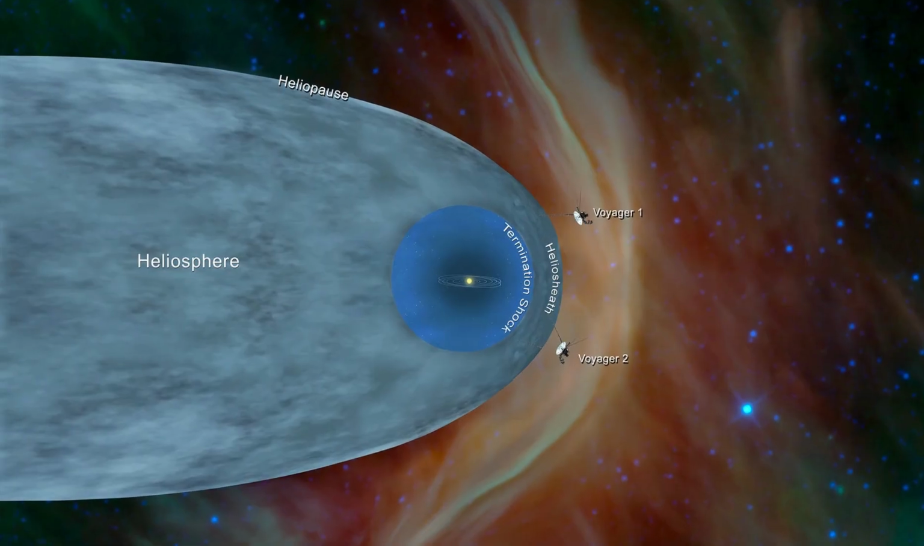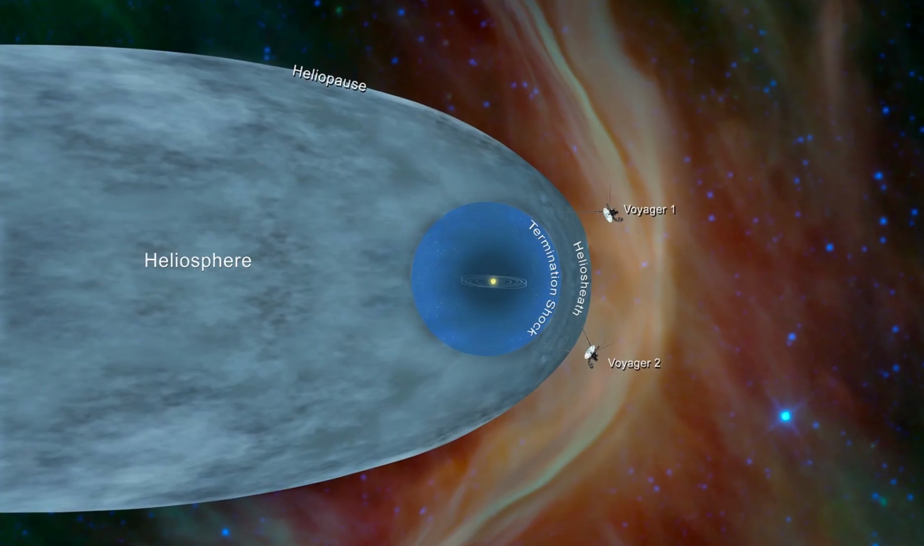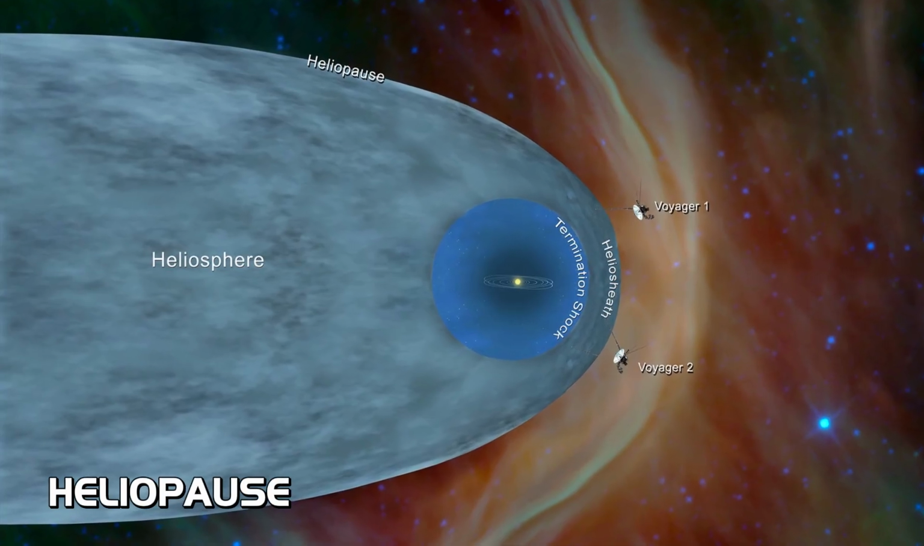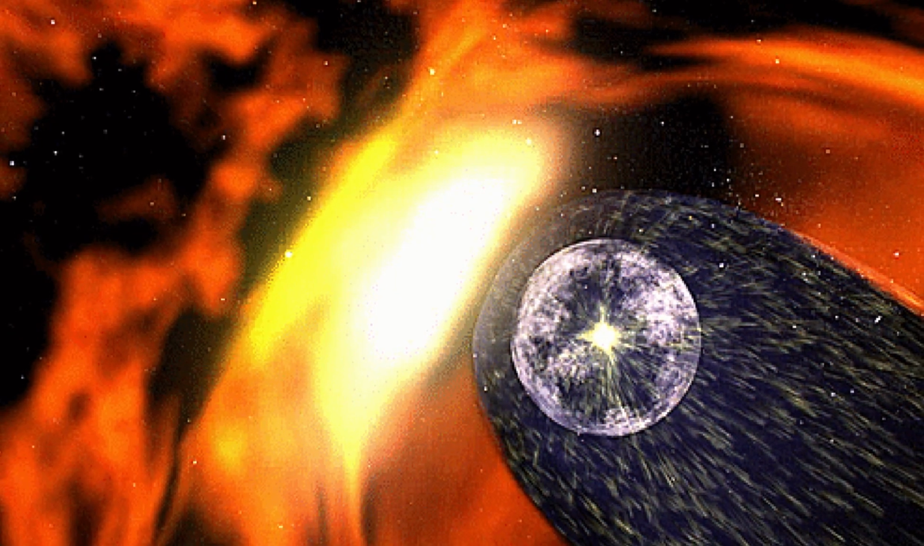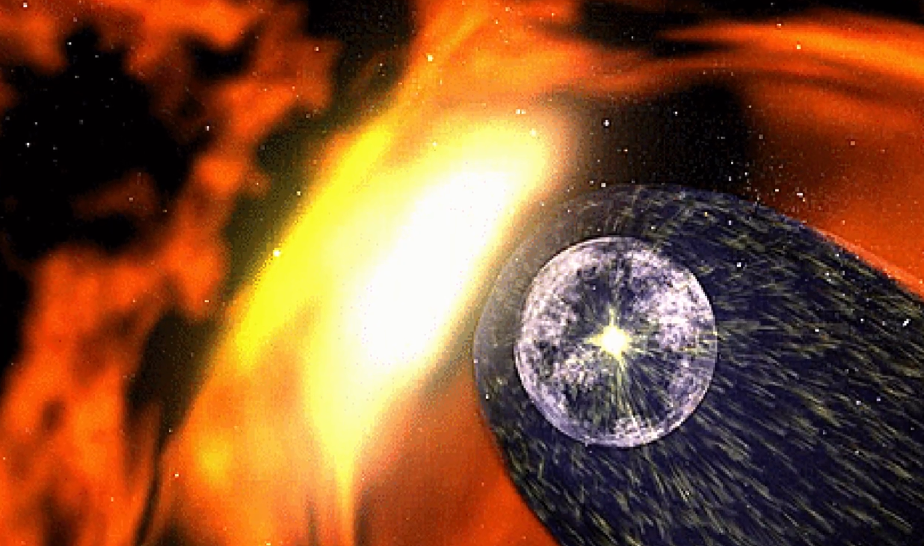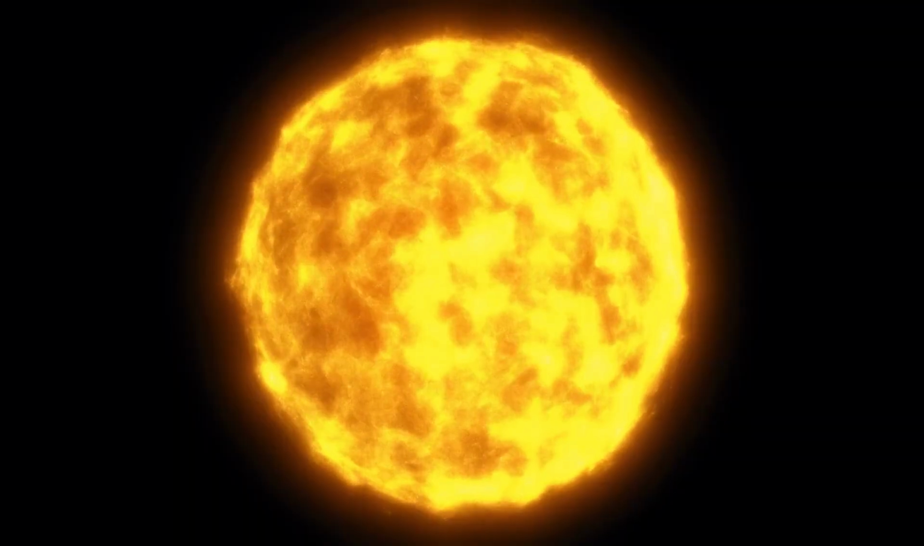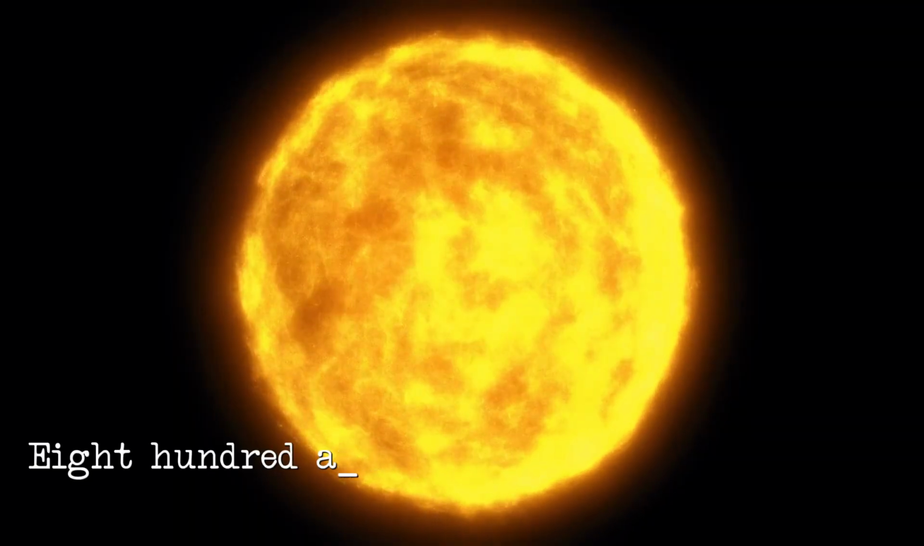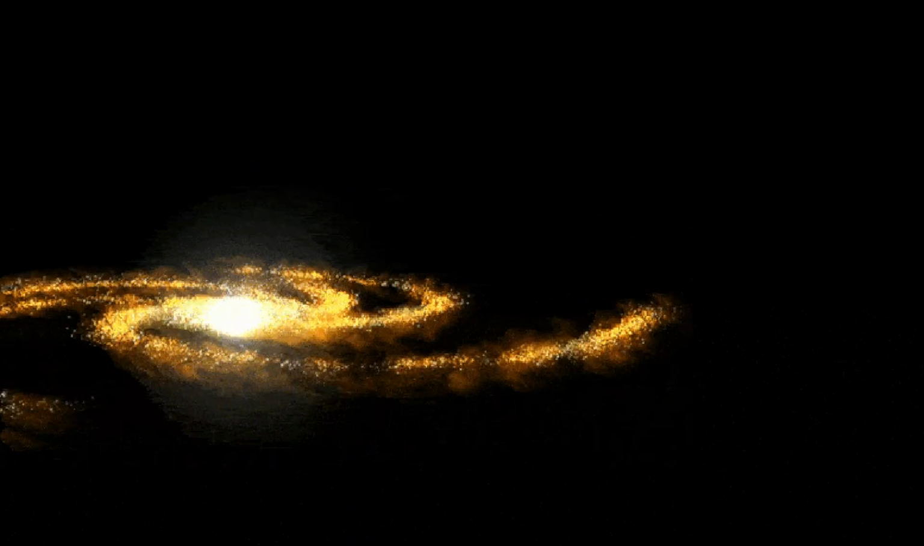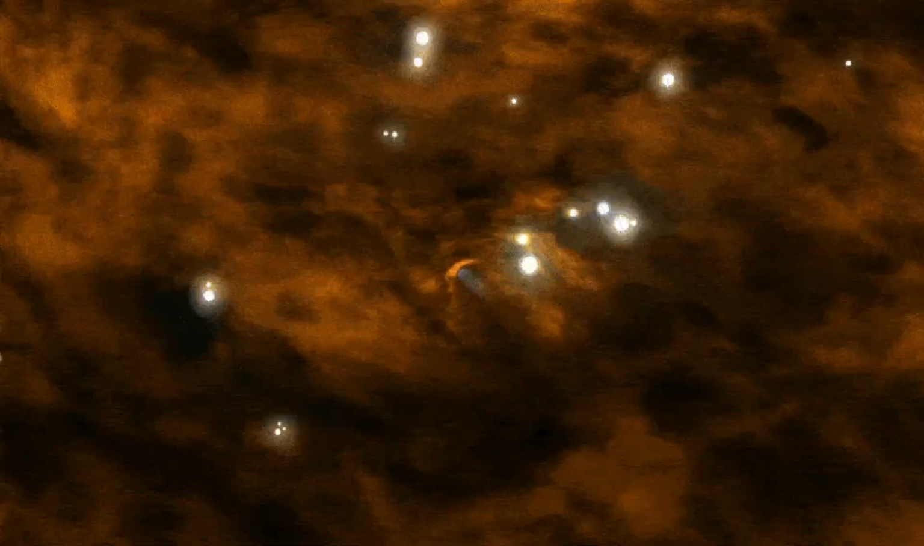The boundary where the solar wind finally loses its dominance to interstellar pressure is called the heliopause. Beyond it lies interstellar space proper. The heliosphere is not a sphere. The sun moves through the galaxy at roughly 828,000 kilometers per hour, and that motion compresses the heliosphere on the leading side and stretches it into a long tail on the trailing side.